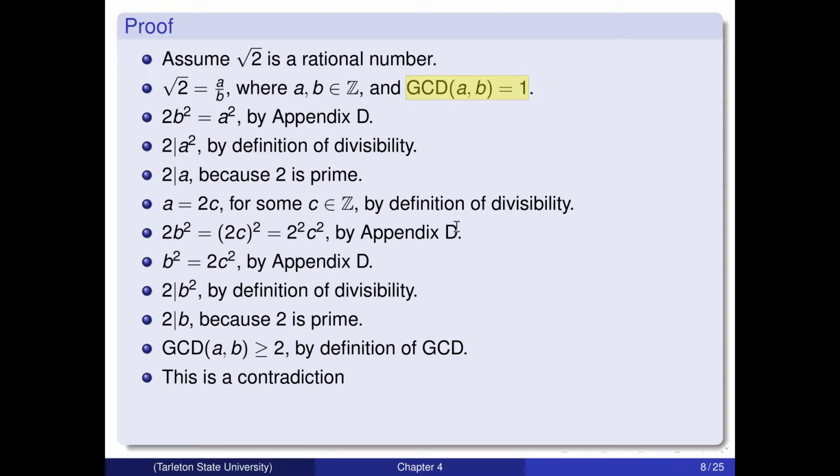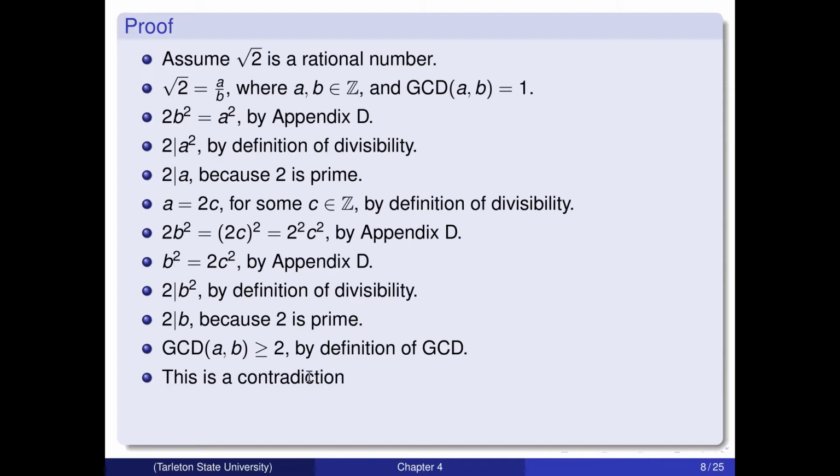So again, a contradiction is two statements that are mutually inconsistent, like two statements that cannot simultaneously both be true. So the statement that the GCD of a and b is 1 and the statement that the GCD of a comma b is greater than or equal to 2, those can't both be true simultaneously. So that's what we mean by a contradiction.